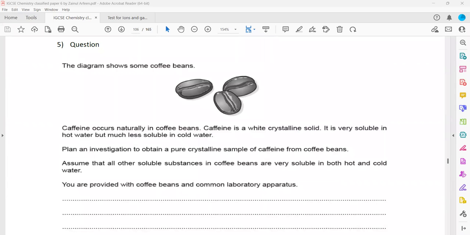We will grind the beans with a mortar and pestle. One mark is for crushing the coffee beans. Then we can add cold water, so all the other substances will get dissolved and the crystalline caffeine stays as it is, since it is only soluble in hot water. Or we can put in hot water and try to dissolve the maximum and then do crystallization. That will be more suitable instead of directly using cold water, because if you directly use cold water, maybe some will dissolve, some may not.